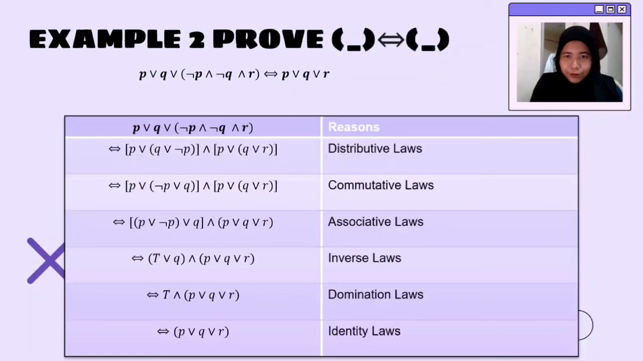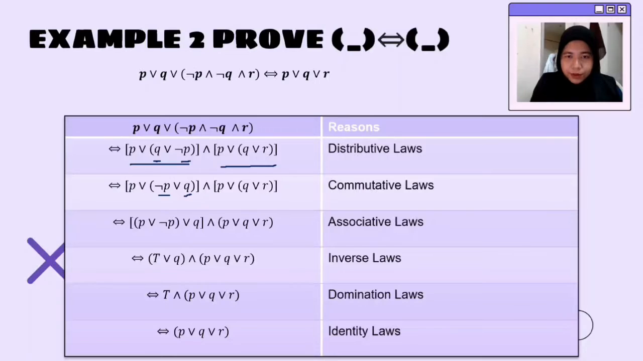Next, we will continue from the distributive laws. After we have distributed, it will become like this. Next, we will change the position of the primitives. So it will become like this: the not P will be in front and Q will be at the back.